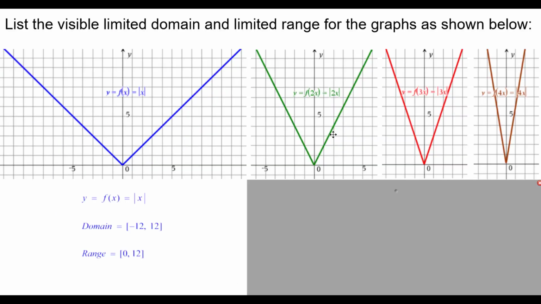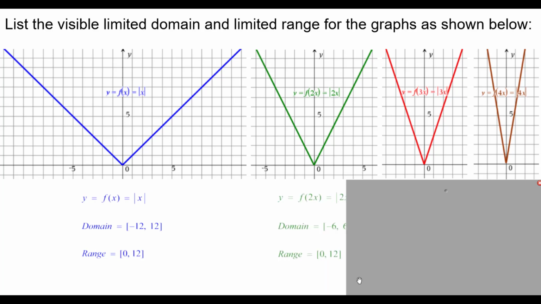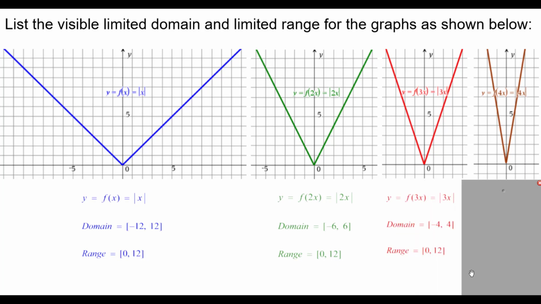So for the other graphs, go ahead and list the limited domain and range that you see here. Press pause as needed. Press resume when you're ready to look at the answers. So for this one, f of 2x is the absolute value of 2x. Notice its domain, how it compares to the domain of the original, and the range. For the red one, y equals the absolute value of 3x. Look at the domain compared to the original. Look for patterns here. And then y equals the absolute value of 4x. Look at the domain and range there. Looking for patterns.